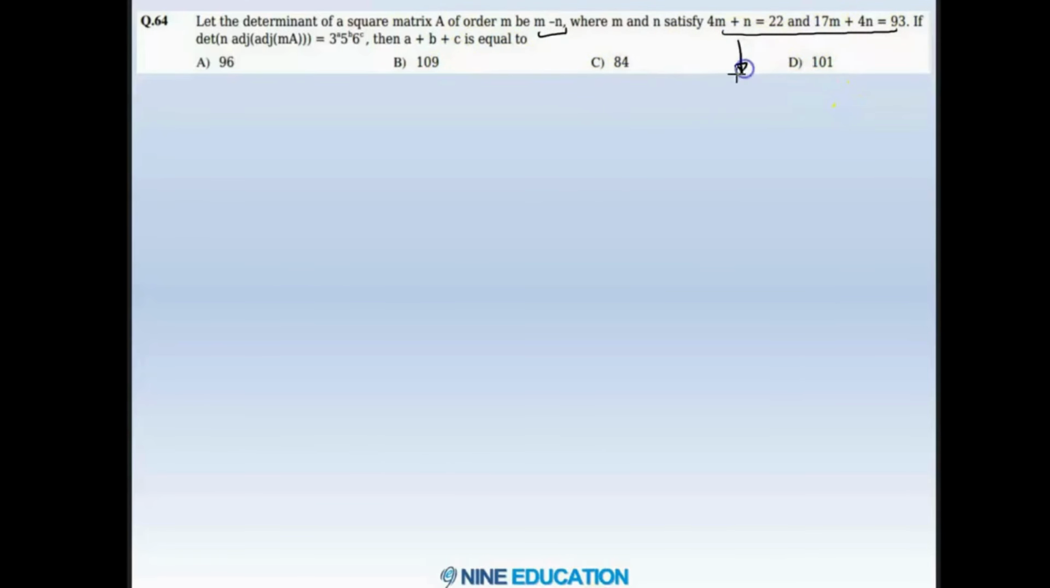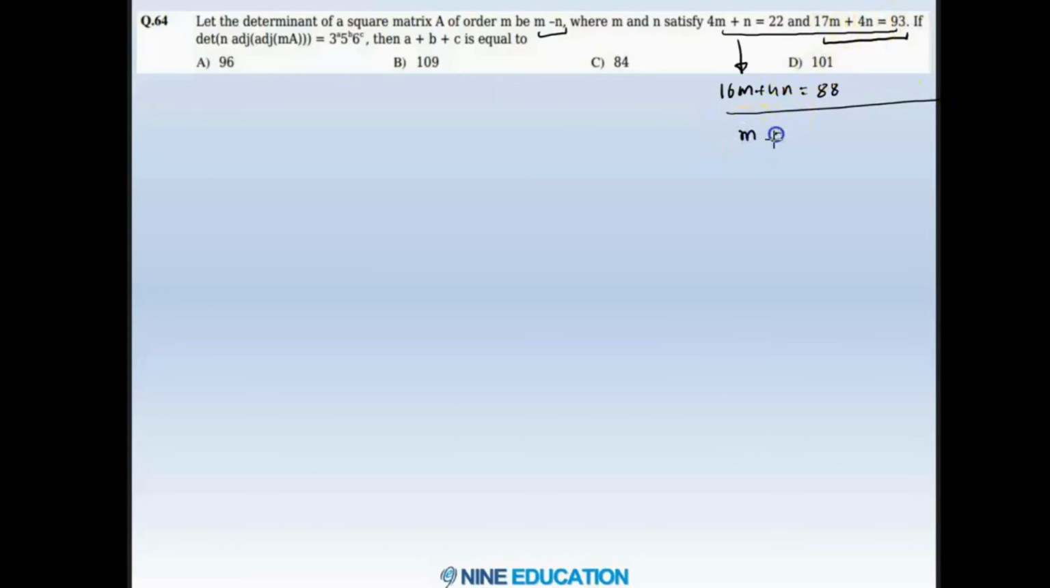So I'm multiplying this first equation by 4. It will be 16m plus 4n is equal to 88. And already I have the equation 17m plus 4n is equal to 93. Subtract this second equation from 17m plus 4n. We will be left with m is equal to 93 minus 88, which is 5.